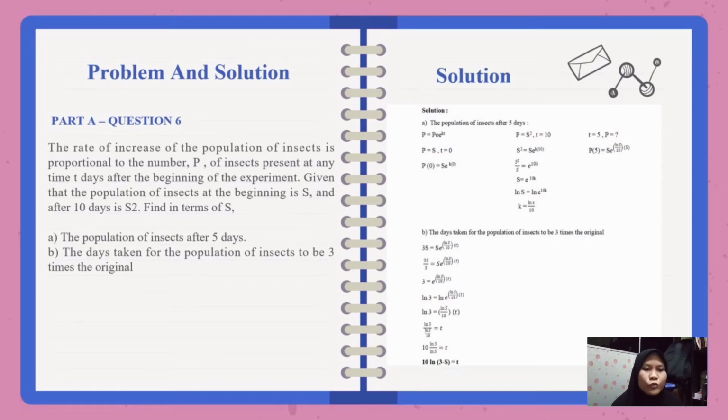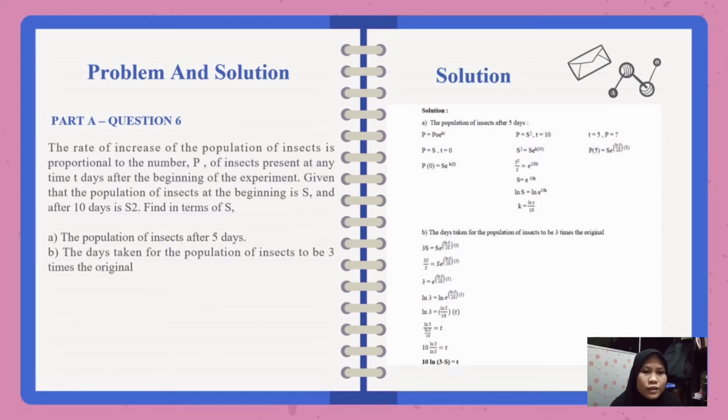And next we want to find the P at time t. The time is 5, and the P we don't know. P5 equals S exponent the power of ln S divided by 10, multiplied with 5, and that's the equation.